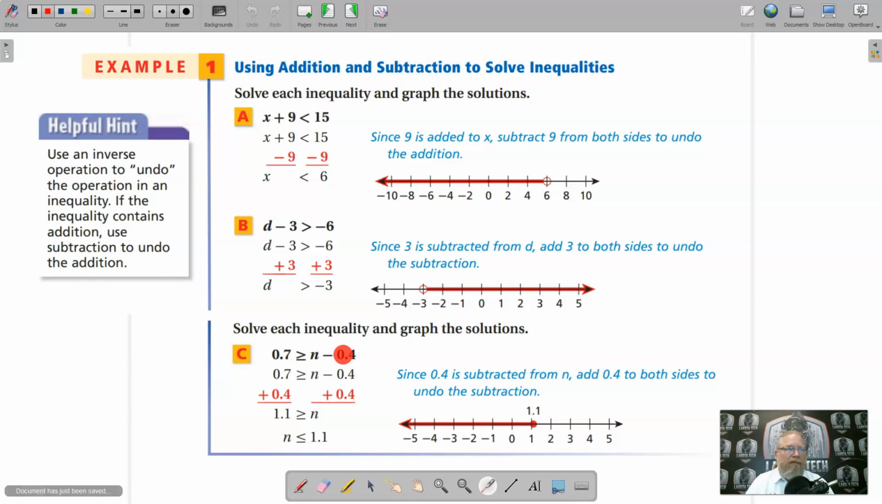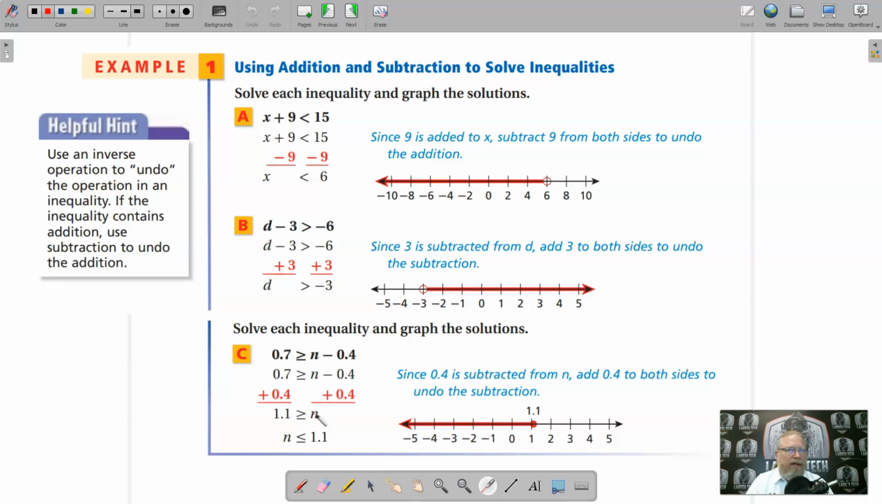So we have 0.4 tied to the n through subtraction. Let's go ahead and go to this line here. The opposite operation is addition. We're going to add the very number we wish to get rid of, which is 0.4. And what I do to the right side, I'm going to do to the left side as well. The negative 0.4 and the positive 0.4 cancel each other out, leaving me with just n. And 0.7 plus 0.4 equals 1.1. So I end up with 1.1 is greater than or equal to n.